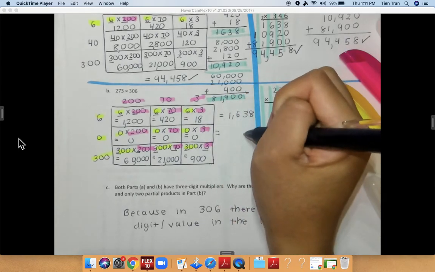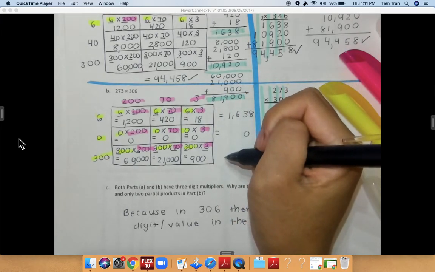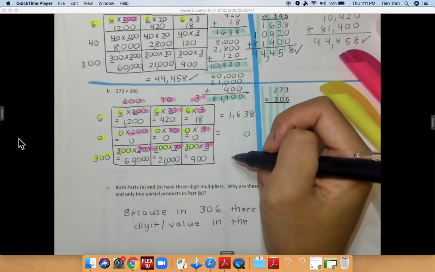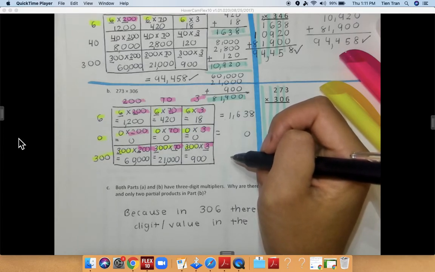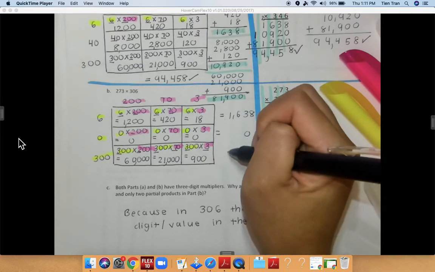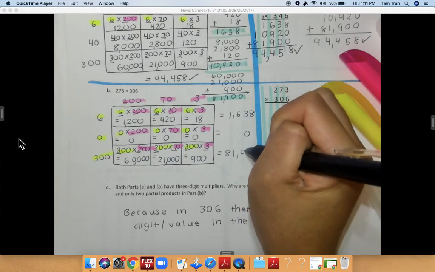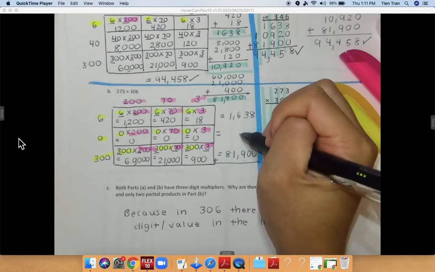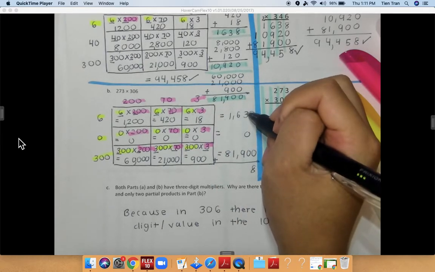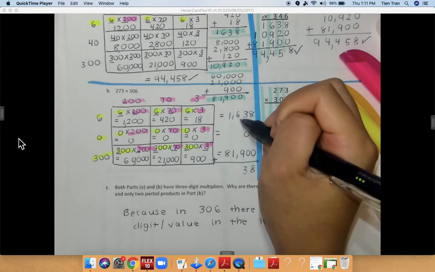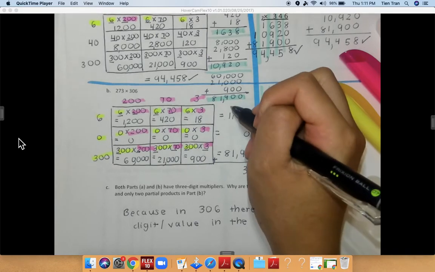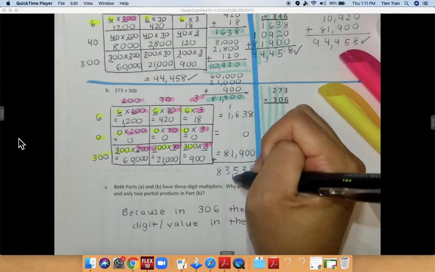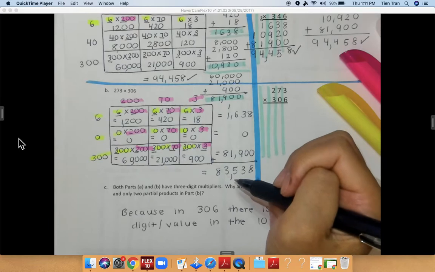Over here, when I add 0 plus 0 plus 0, I'll get 0. I have 60,000 plus 21,000 plus 900 is going to give me 81,900. Okay, and then I want to add all of these numbers together. 8 plus 0 is going to be 8. 3 plus 0 is going to be 3. 9 plus 6 is 15. 1 plus 1 plus 1 is 3. And bring down your 8. So you get 83,538.